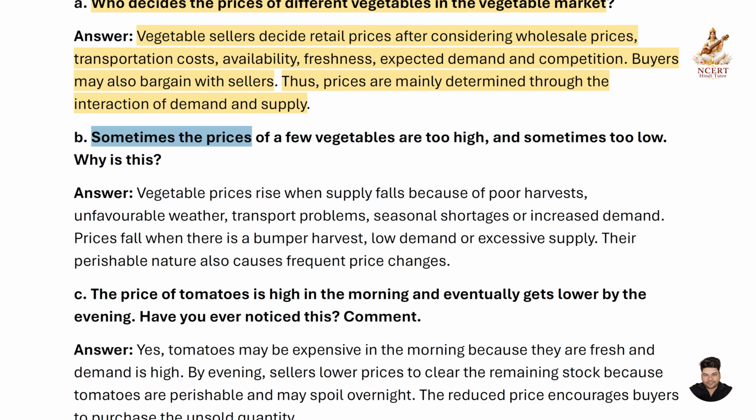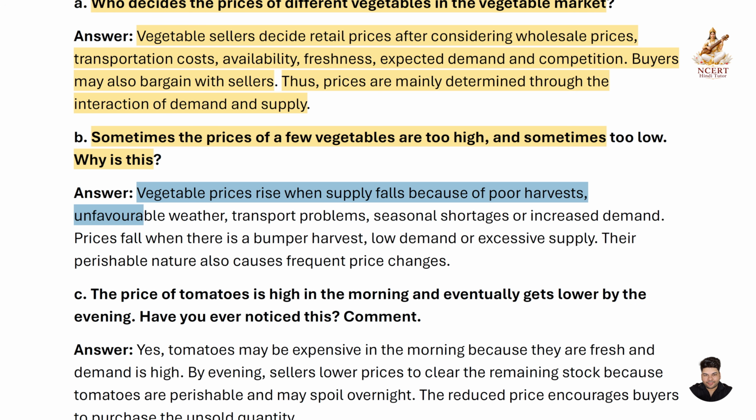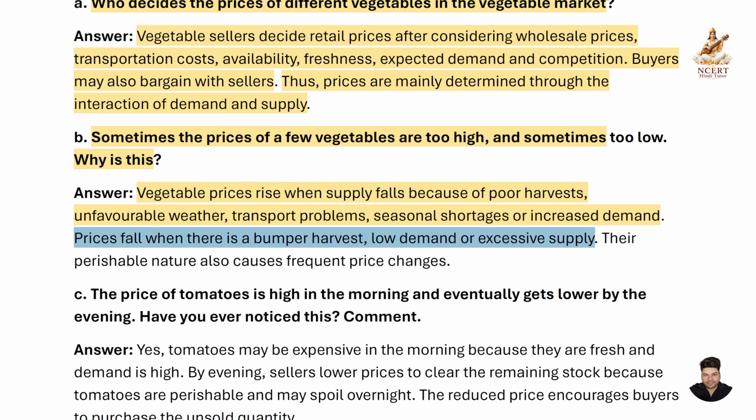B. Sometimes the prices of a few vegetables are too high and sometimes too low. Why is this? Answer. Vegetable prices rise when supply falls because of poor harvest, unfavorable weather, transport problems, seasonal shortages or increased demand. Prices fall when there is a bumper harvest, low demand or excessive supply. Their perishable nature also causes frequent price changes.